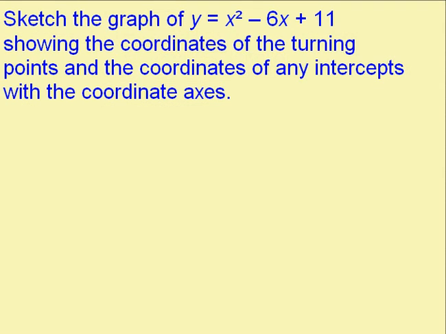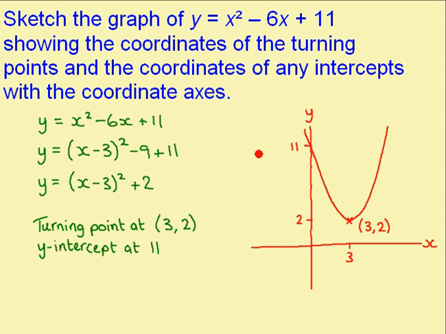Now here's a sketching question for you to try. Press pause and have a go. When you're ready, press play. Your finished sketch should look something like this. You should have marked that the y-intercept occurs at 11 and that the coordinates of the turning point are 3, 2.